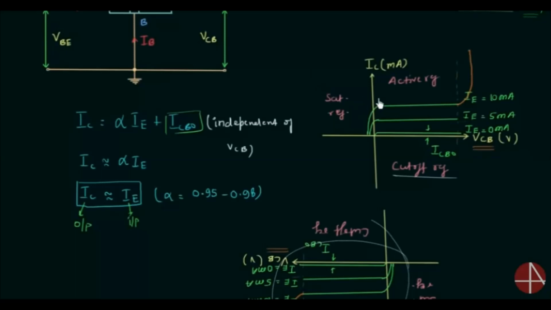You can see the collector current IC starts to reduce and becomes 0 in the saturation region, and this is how we have to plot the output characteristics of a common base transistor.